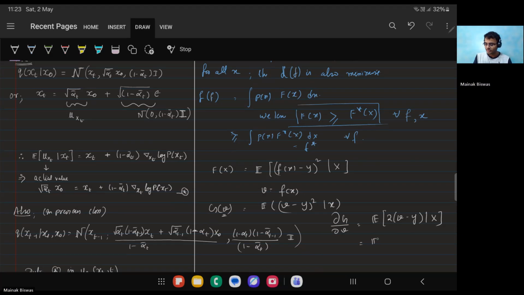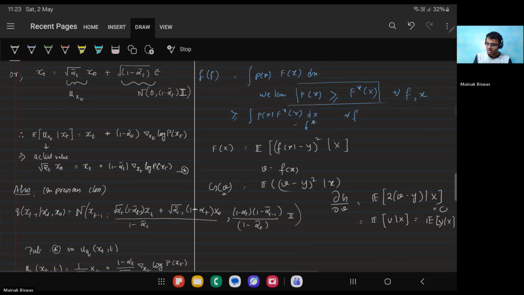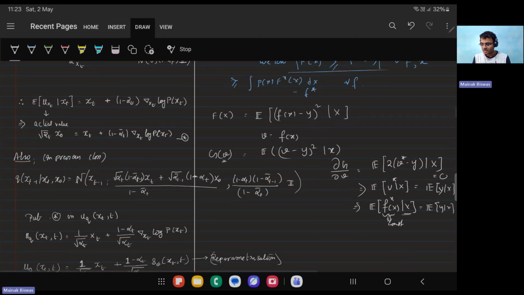You set this to 0, so you get expected value of v given x equal to expected value of y given x, which means v is f star of x, v star of x. And then what do I get? So this is your expected value of f star of x given x is equal to expected value of y given x. Now you can see x is already given to you, so this is a constant. And since it's already known, your f star of x is equal to the expected value of y given x.